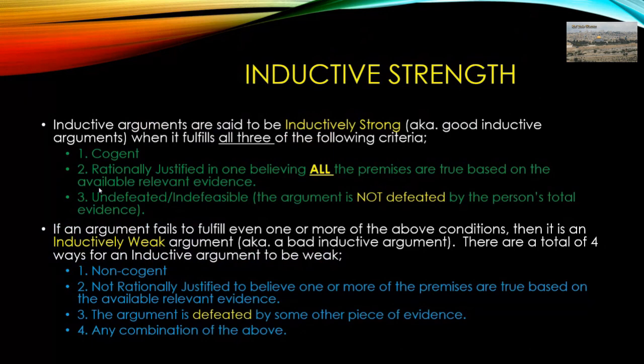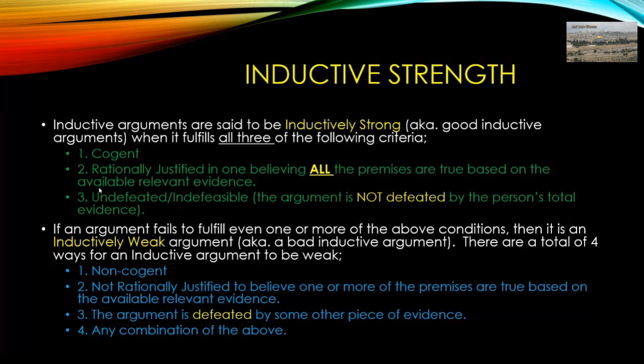So again, here's the recap. Inductive arguments are said to be inductively strong or good when they fulfill all three of the following criteria. One, the argument is cogent. Two, it's rationally justified for one to believe all the premises are true based on the available relevant evidence. And three, the conclusion is undefeated or indefeasible. In other words, the argument has not been defeated by the person's total outside evidence. So that means inductively weak arguments may obtain if one or more of those three criteria above fail to obtain.